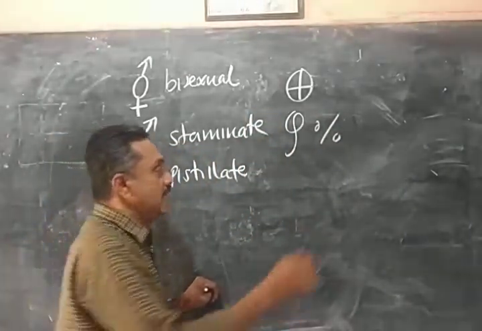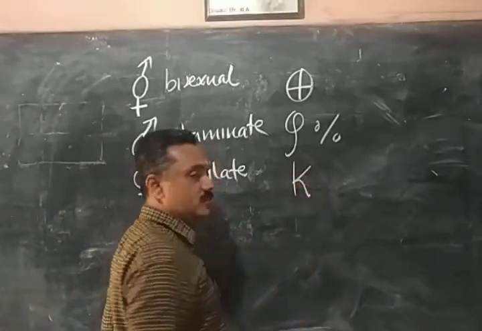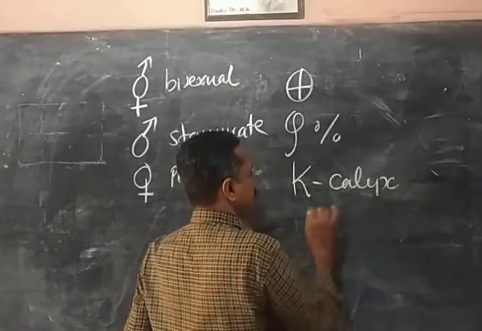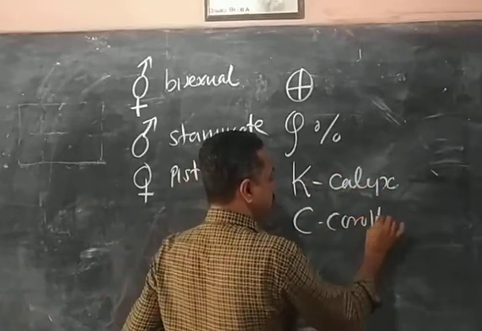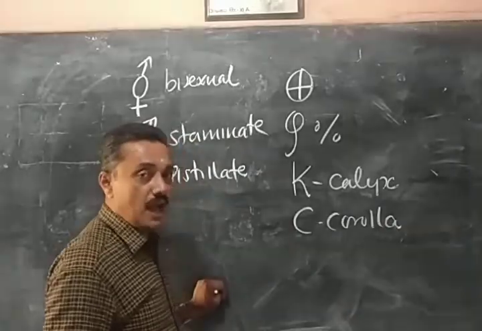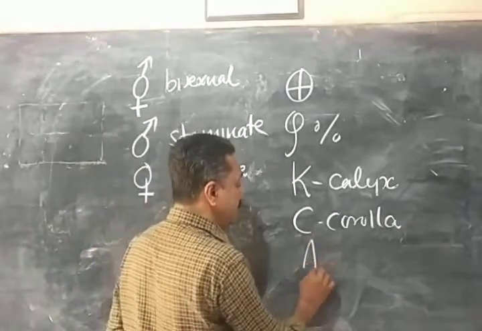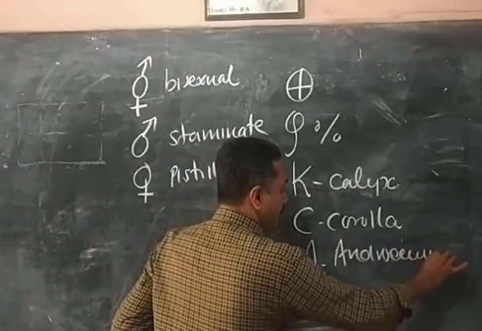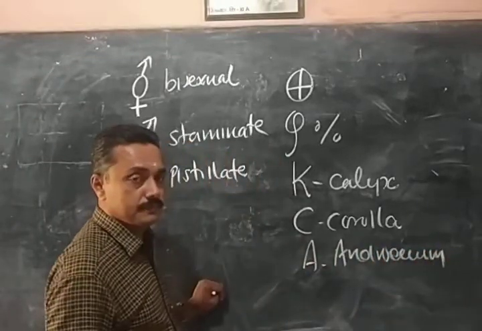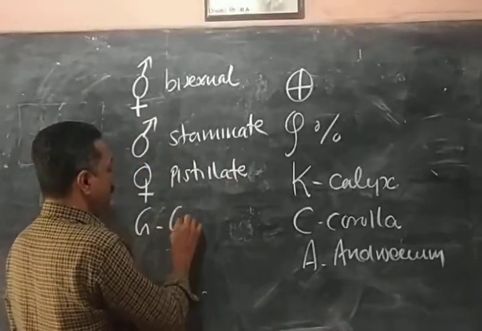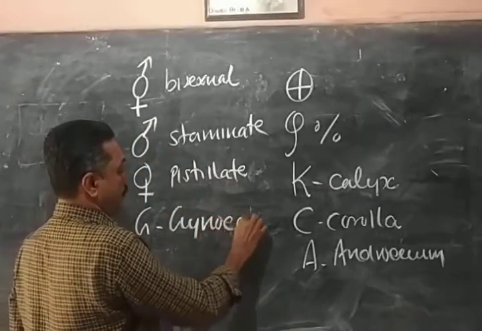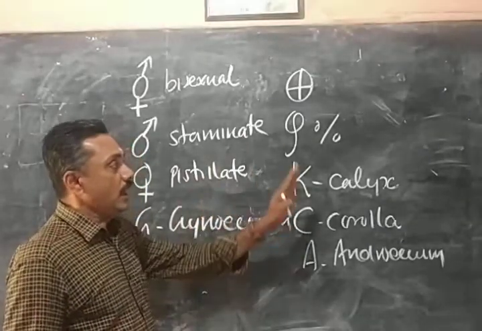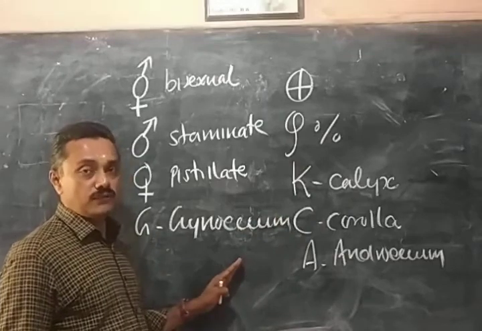And calyx can be represented by K. K represents the calyx. C represents the corolla. A represents the androecium. And G represents the gynoecium. See, these are all representations of the parts of the flower.